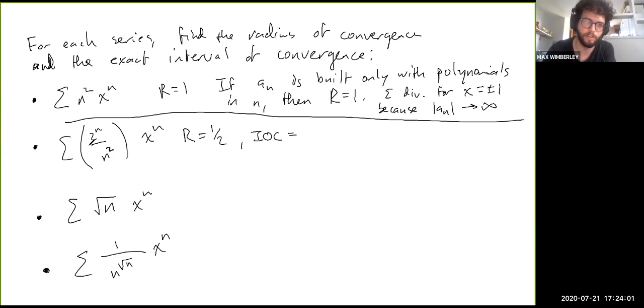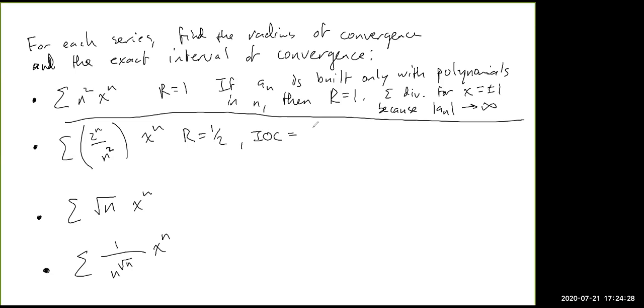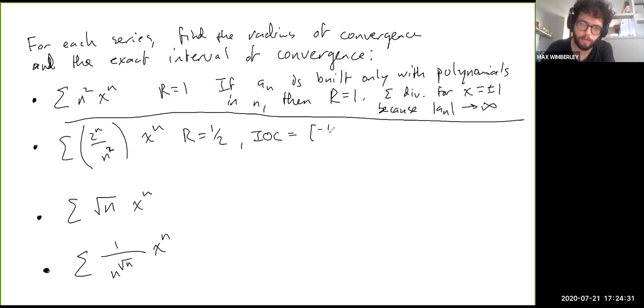So if you ignore the 2 to the n and pretend that it's 1, right? Because when x is plus or minus 1/2, the 2 to the n's are going to cancel out. So you either have 1 over n squared, or negative 1 to the n over n squared, right? But because the n squared is big enough, it doesn't matter whether it's 1 or negative 1 to the n, because both of those series converge, because 1 over n squared converges absolutely, right? So in this case, it's negative 1/2, 1/2 closed.